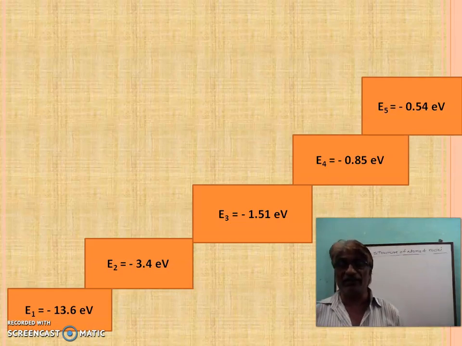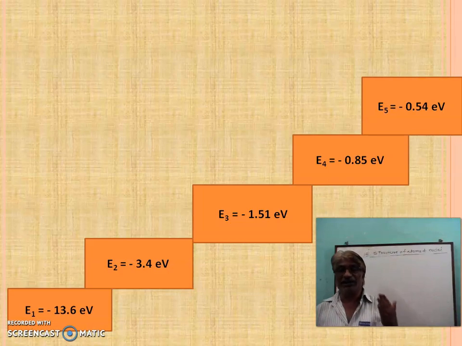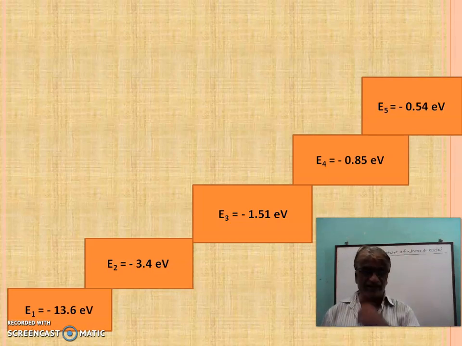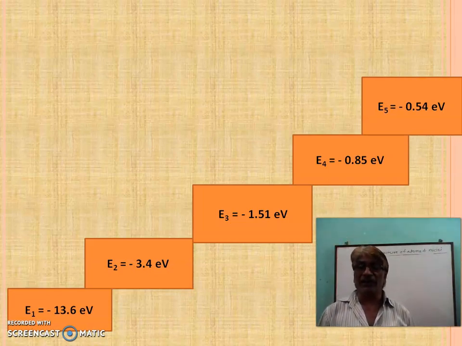E5 upon E1 is equal to 1 upon 25 upon 1 upon 1. We know that E1 is equal to minus 13.6 electron volt. So E5 upon E1 is equal to 1 upon 25, so E5 equals E1 upon 25. And when minus 13.6 upon 25 is calculated, the energy of the electron will be minus 0.54 electron volt. Why are we seeing these 5 steps?